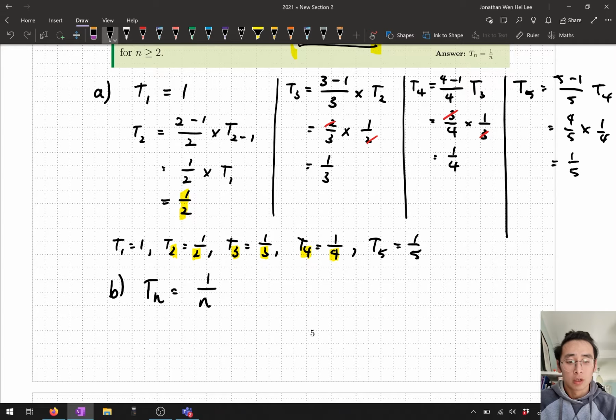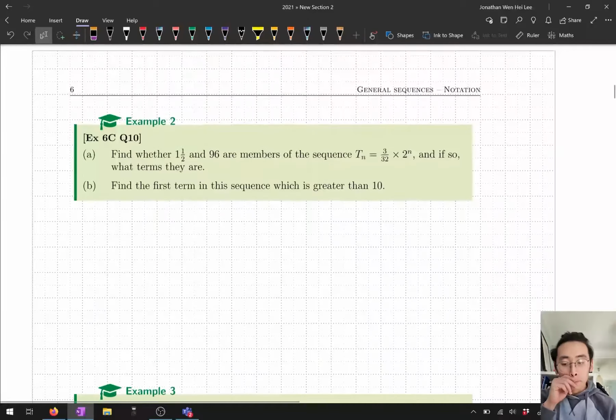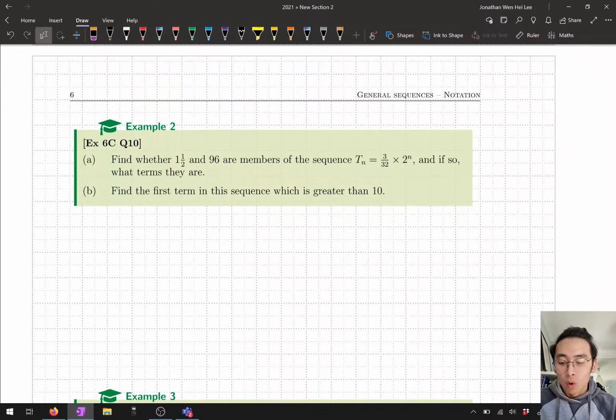Okay, cool. So that's how we can start to deal with some sequences. Let's have a go at another example. Find whether 1.5 and 96 are members of the sequence Tn is equal to 3 over 32 times 2 to the power n, and if so, what terms they are. For this question, we want to see if these two numbers are part of this sequence.